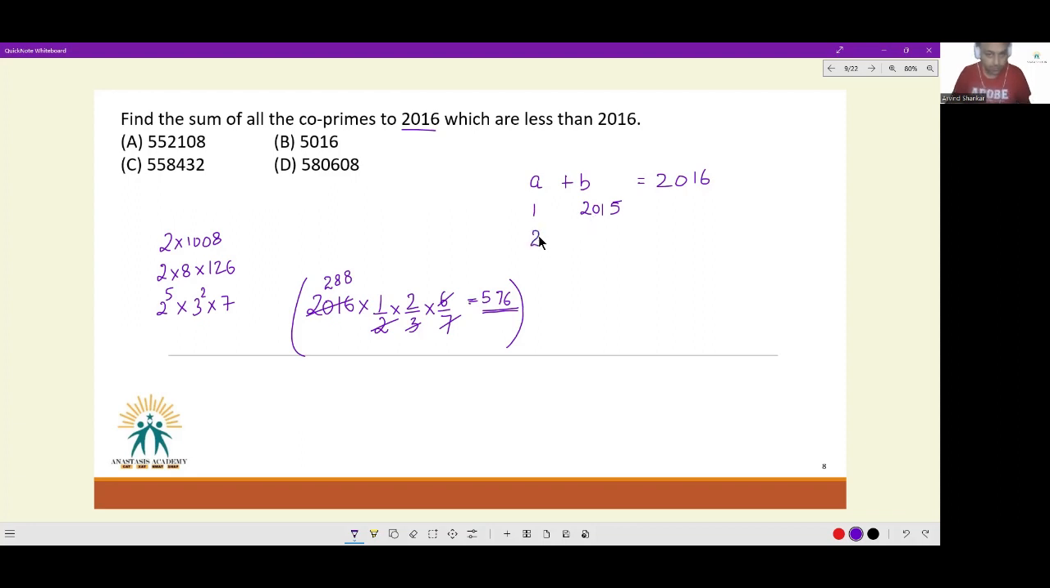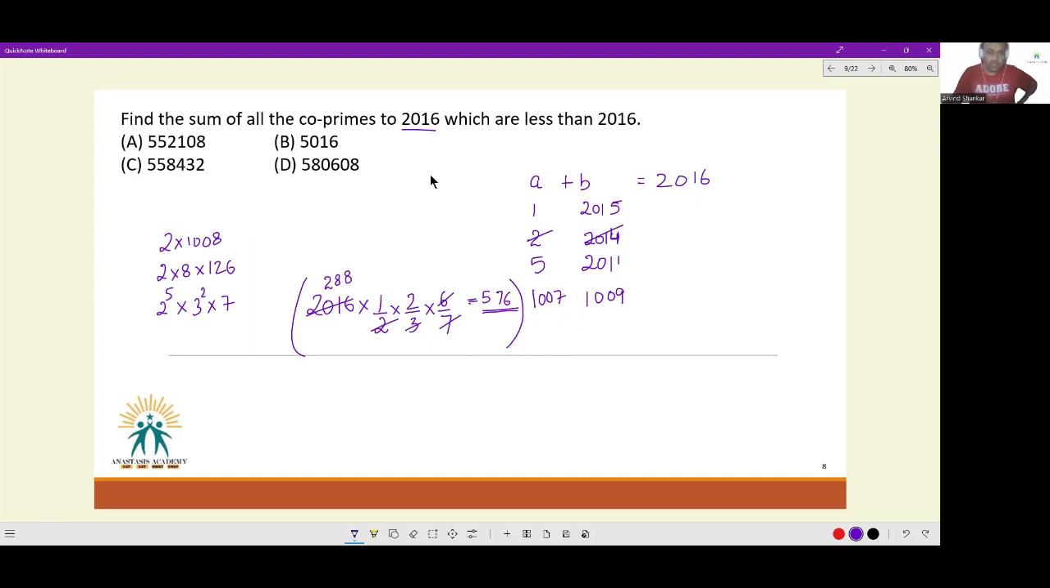See, because if the first number is not co-prime to 2016, the second number also cannot be co-prime. So when 576 co-prime numbers have been identified, it can only be done in a manner that there will exist a pair for each of them that adds up to 2016. Even if I pick stuff like 1007 and 1009, these two numbers add up to 2016. Both of them are indeed co-prime to 2016.